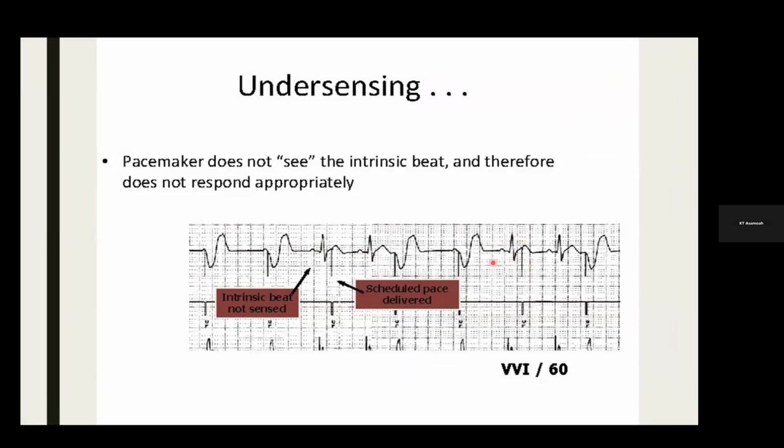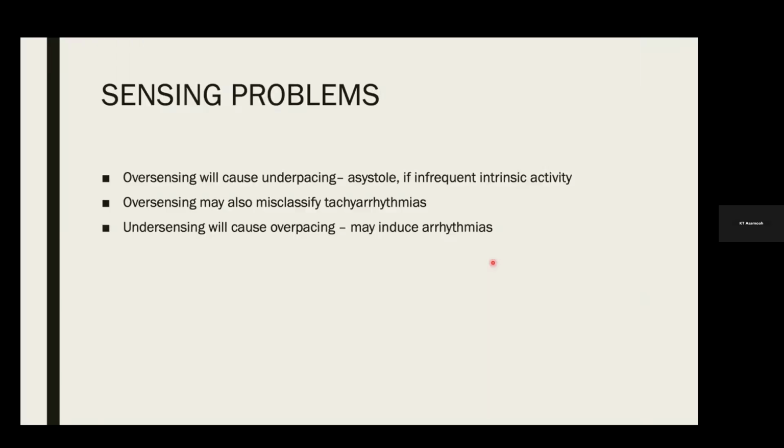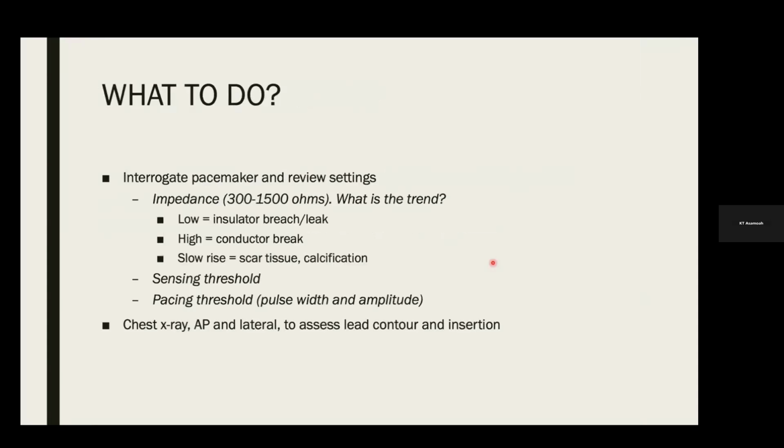So when you undersense, you overpace. And when you oversense, you underpace. And so oversensing can lead to underpacing, can lead to asystole, and can also lead to misclassifying tachyarrhythmias. Then undersensing also causes overpacing, and this could also induce arrhythmias. So what do you do in these situations? Interrogate the pacemaker and then review the settings.